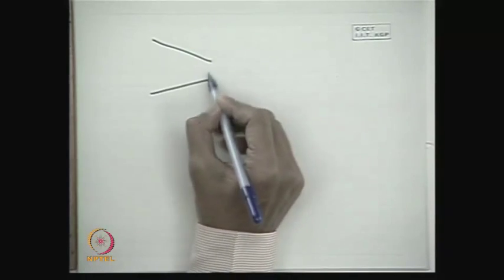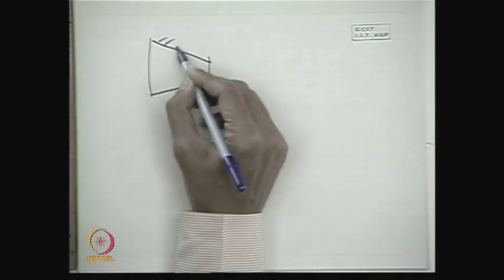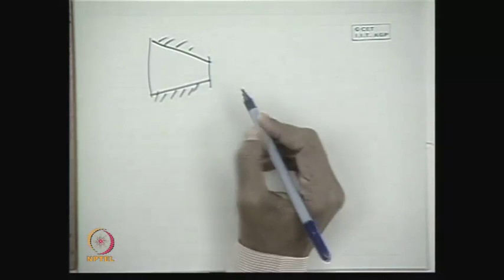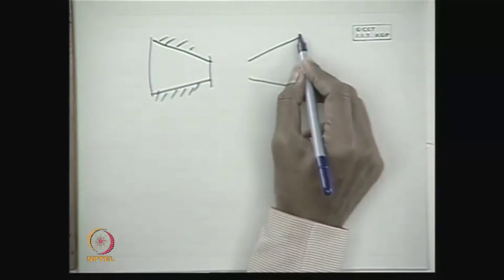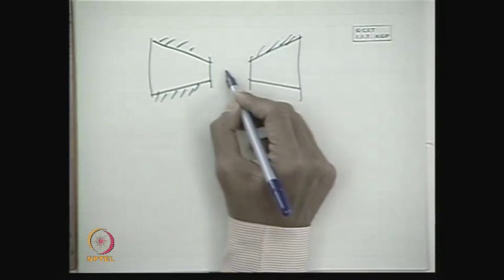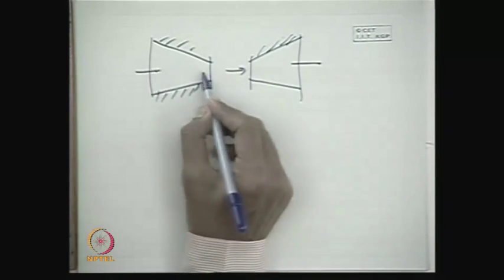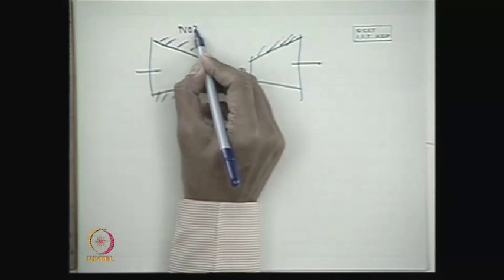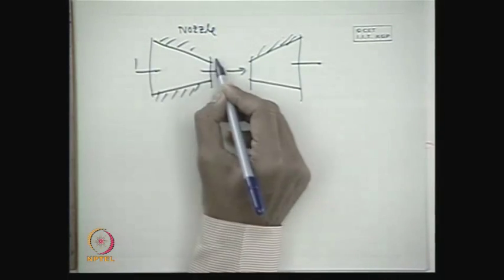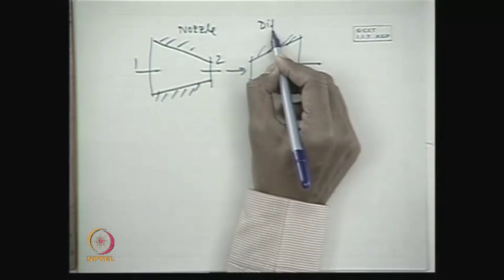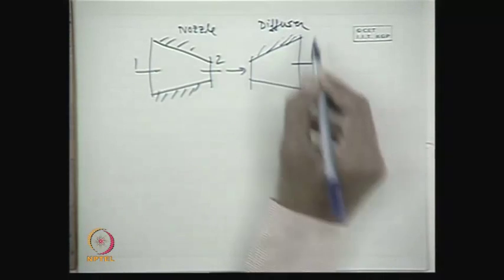Now, we see some more examples which may come in your compressible flow calculations, where there is no heat and work interaction. That means the flow takes place through a nozzle, but there is a change in velocity. For example, the flow through a nozzle or a diffuser. This is a nozzle, between sections 1 and 2, and this is a diffuser.